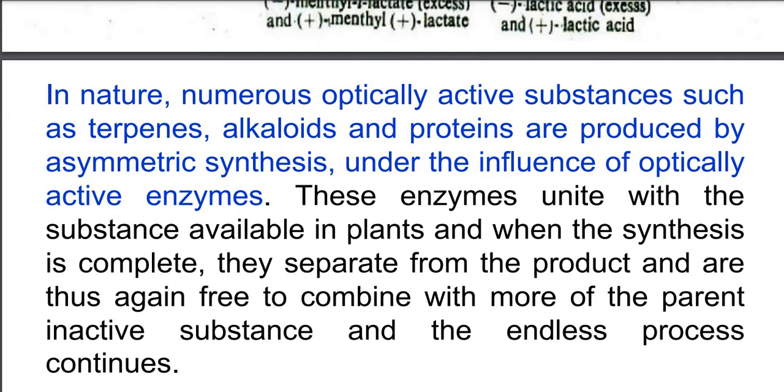So in nature, numerous optically active substances such as terpenes, alkaloids, carotenes are produced by asymmetric synthesis under the influence of optically active enzymes. And these enzymes unite with the substance available in plants, and when the synthesis is complete, they separate from the product and are thus again free to combine with the more parent inactive substance, and the endless process continues.